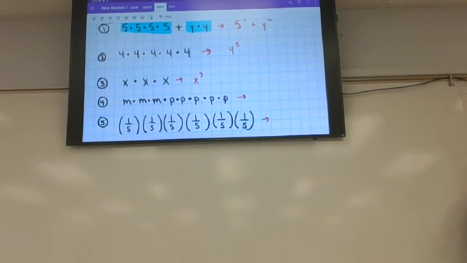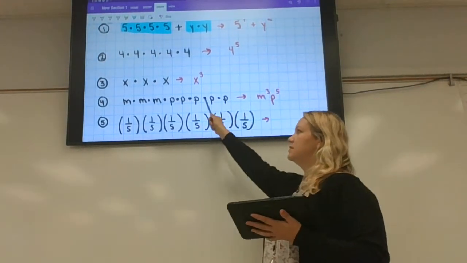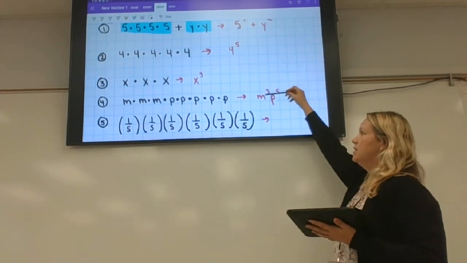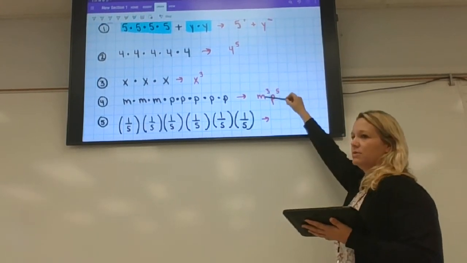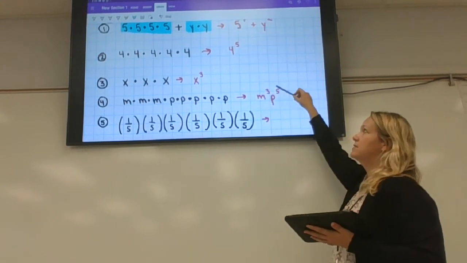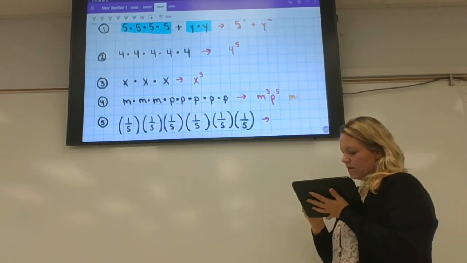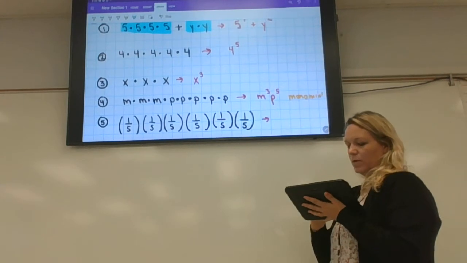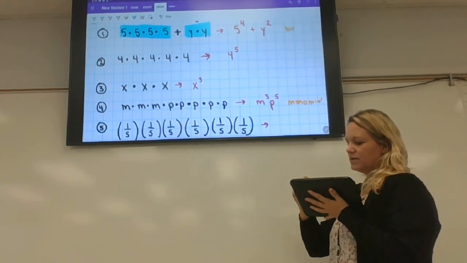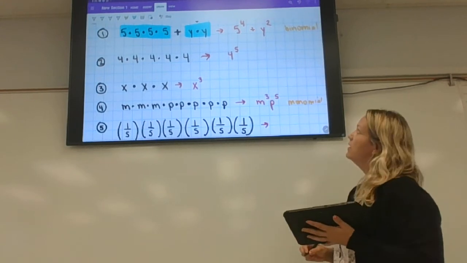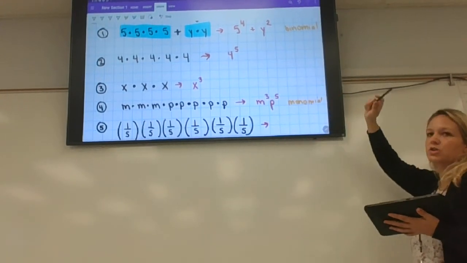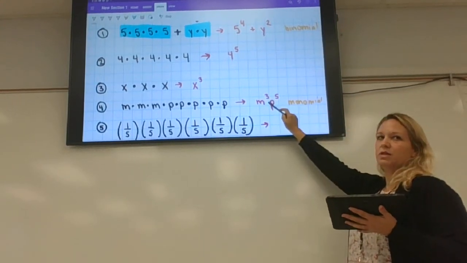All right, Gabriel, number 4, what'd you get? I got m to the 3rd power and p times p to the 5th power. Right. So this time we don't have a plus sign in the middle. It's all multiplication. You can keep a dot here, or you can mash them together. This is considered one term. This is called a monomial because there's no plus sign. Whereas number 1, when we had a plus sign in the middle, that's called a binomial because there's two terms. And if it was 3, we can go to trinomial. So this is a monomial because there's no plus sign. It's one term.